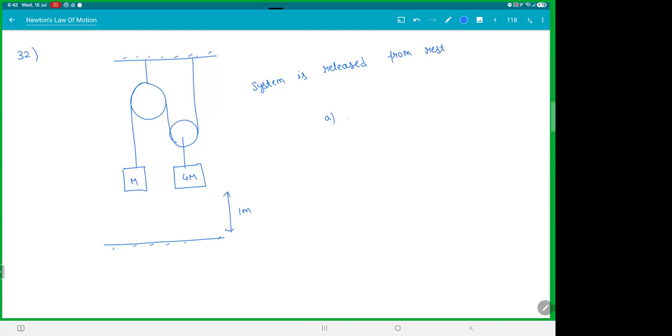So the first question: find the acceleration of the blocks. Now here you cannot use the net pulling force method. When you look at them, you get a feeling, right? They don't have the same acceleration.